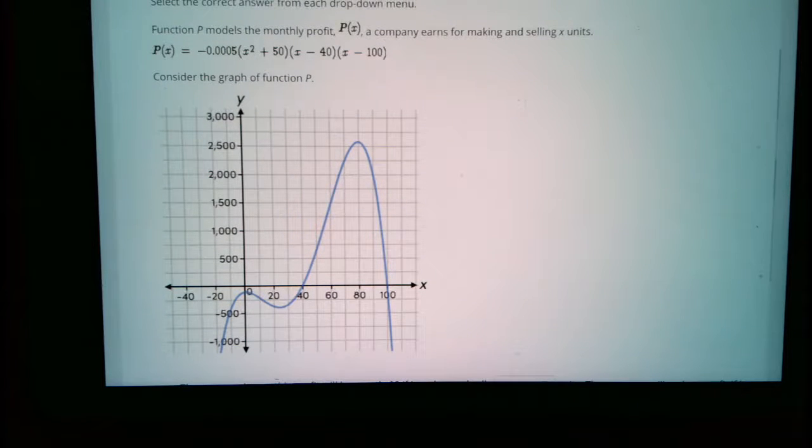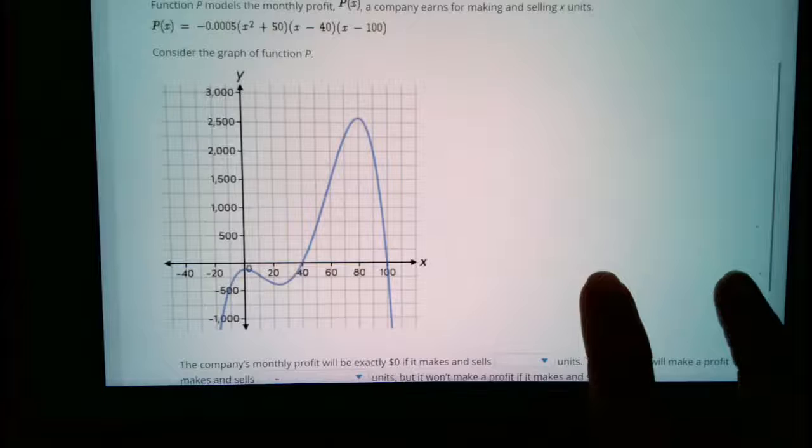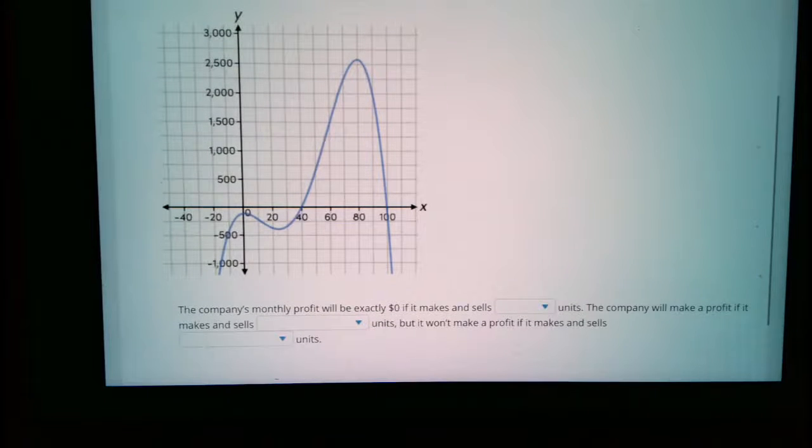So function P models the monthly profit, P of X, a company earns from making and selling X units. There is the equation of this. I don't think that we need to type it into Desmos, because we're going to be answering a couple of questions about this. And luckily we have a drop-down box.